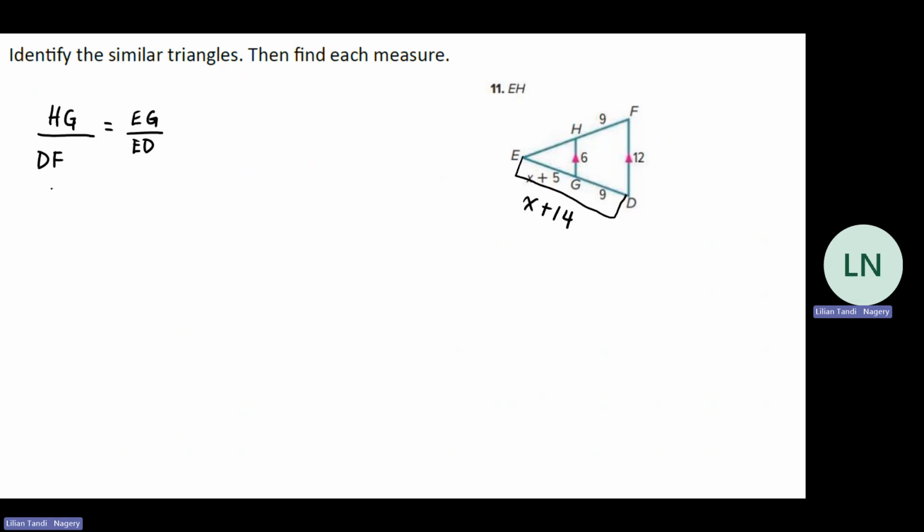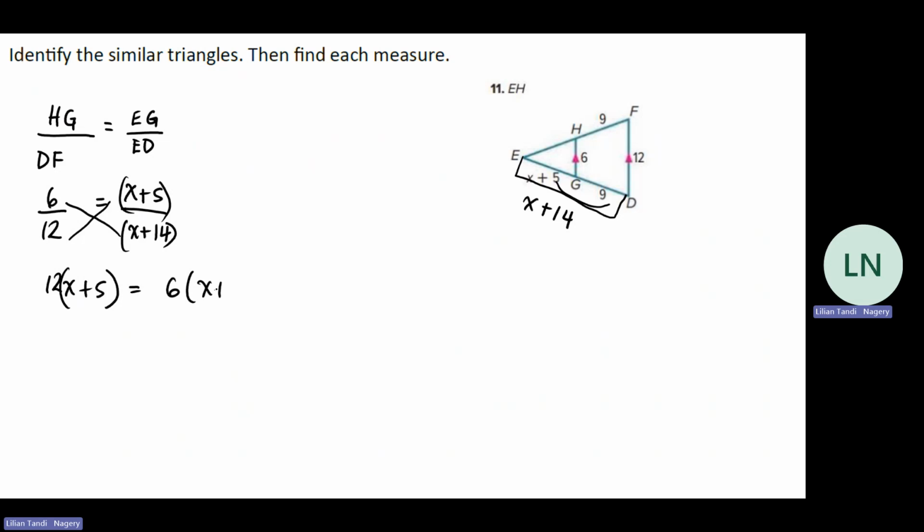So HG is how much? 6. DF is 12. EG is x plus 5. And this one is x plus 14. How did I get 14? 5 plus 9 is 14 plus x. Okay, so we do the butterfly method. This goes here, this goes there. So 12 times (x plus 5) equals 6 multiply (x plus 14).